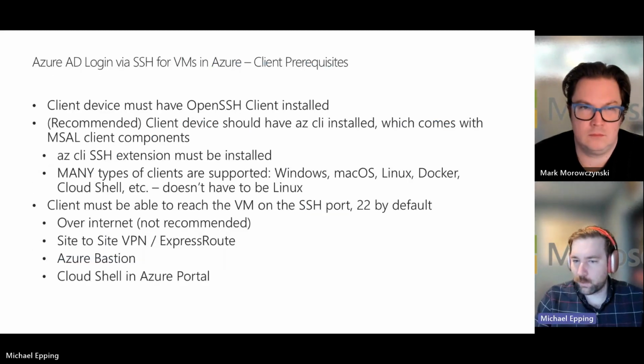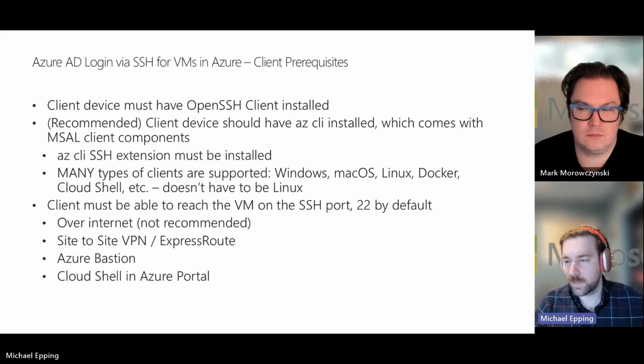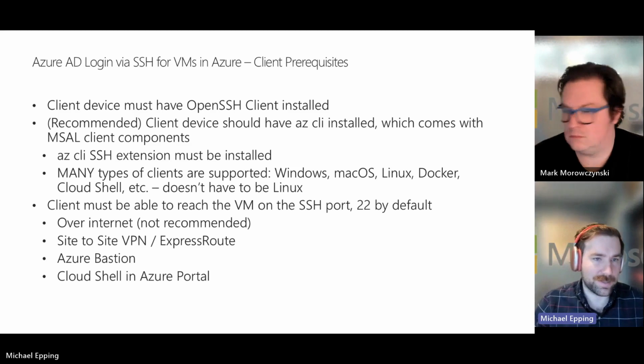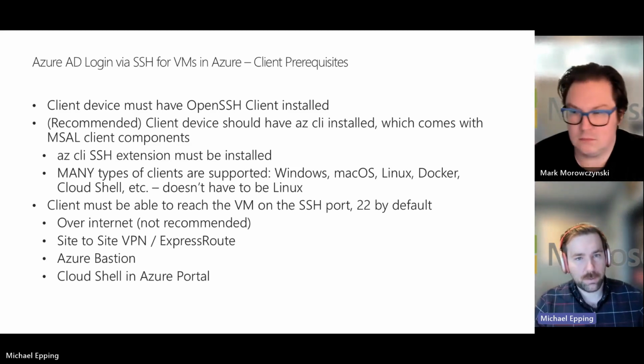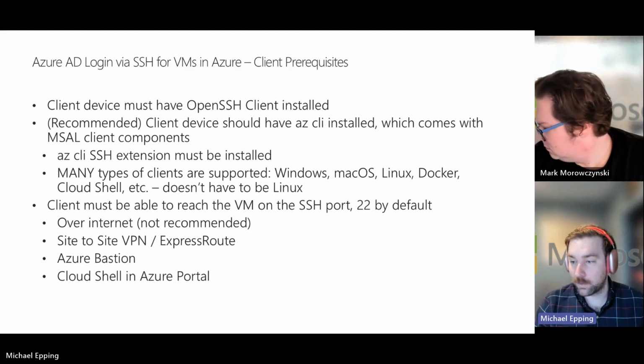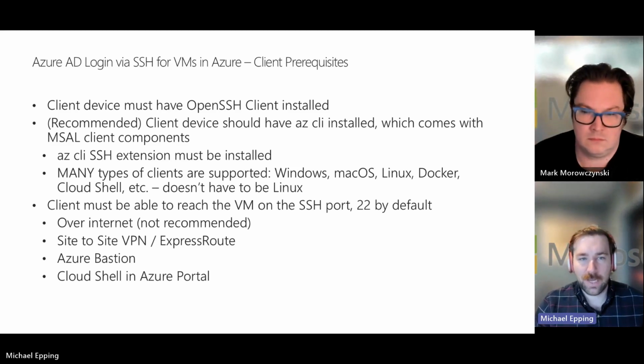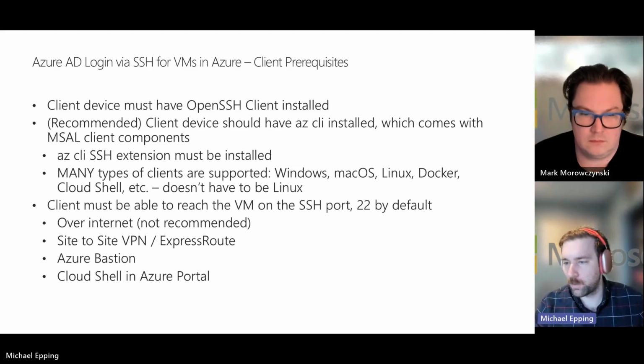So let's talk a little bit about the requirements and then how this actually works under the hood. So one is the client has to be using OpenSSH. We're building all of this on top of the modern OpenSSH client and server. So the client needs to have the proper client bits. We're also recommending that you use our tool called AZCLI. AZCLI is important because it comes along with Microsoft's auth libraries, and this is what's used to get that user certificate that you're going to present to the server. There's also an extension for AZCLI called our SSH extension that has to be installed as well.